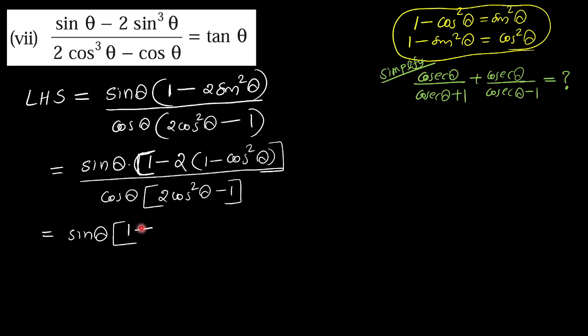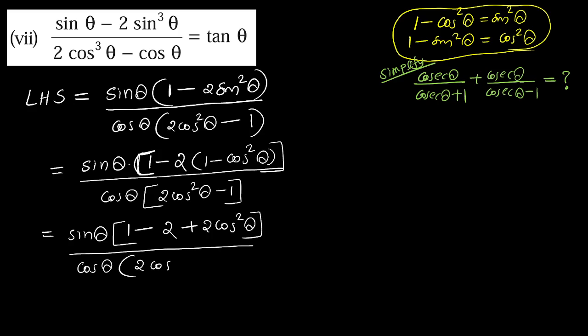Lina and Benedict, please listen here. 1 minus, minus 2 into 1, here minus 2 into 1 gives minus 2, minus 2 into minus cos square gives plus 2 cos square. Once I finish, you can ask me doubts. The denominator is 2 cos square theta minus 1.